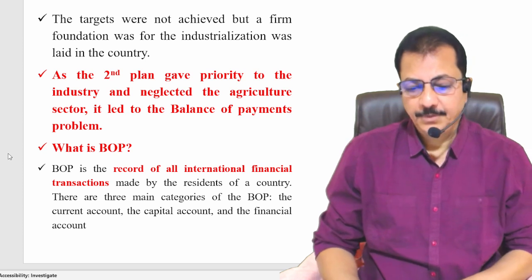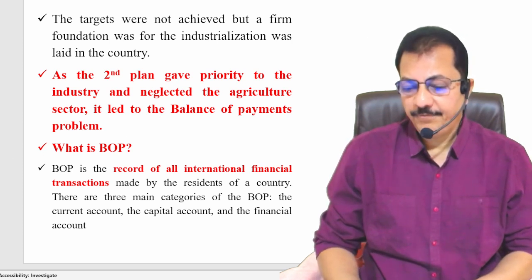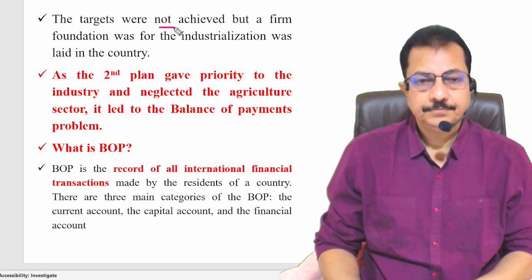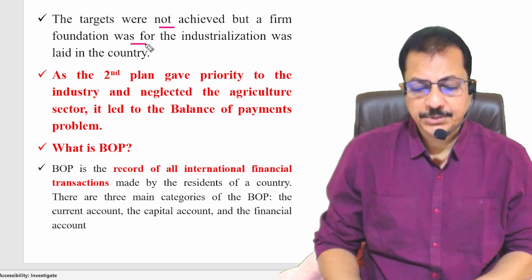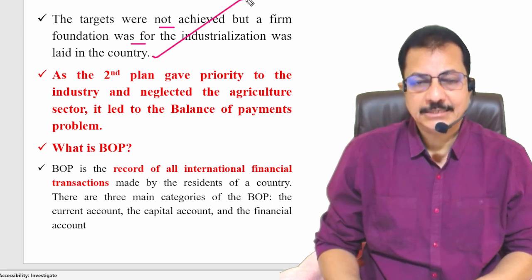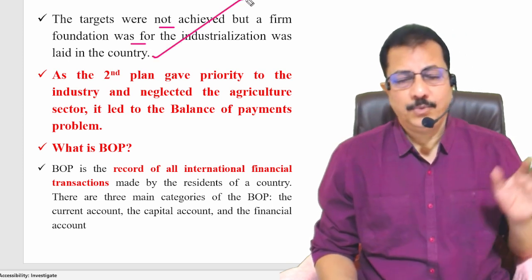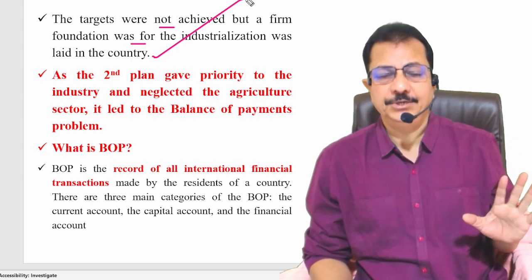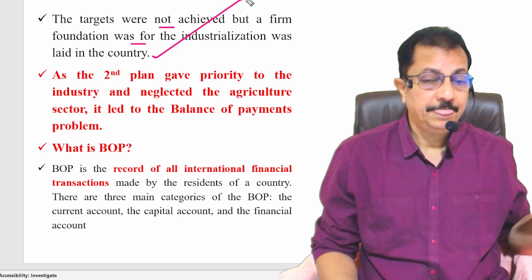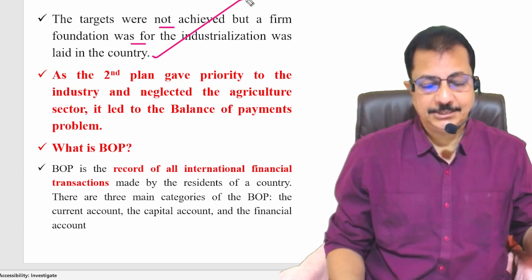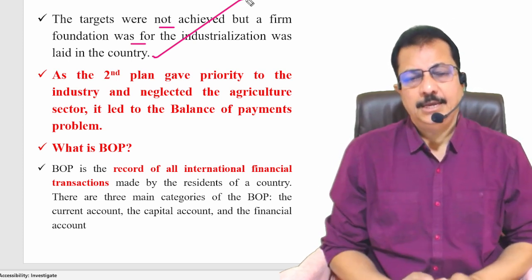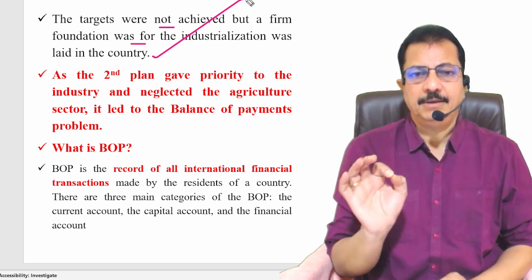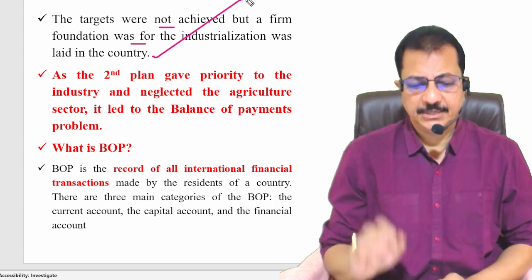Please look at this. When it comes to the second 5-year plan, the targets were not achieved, but a firm foundation was established for industrialization. Right? So whatever target we had fixed, that target was not achieved. But in the first 5-year plan, we surpassed the target. In the second 5-year plan, it was not touched. That is the reason why the second 5-year plan is considered to be a partial success.